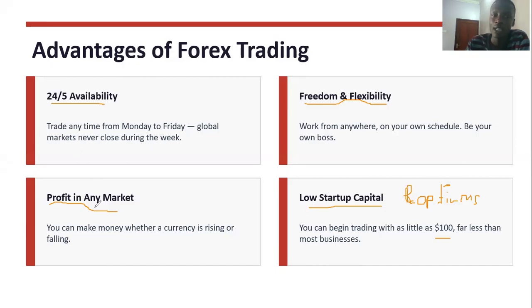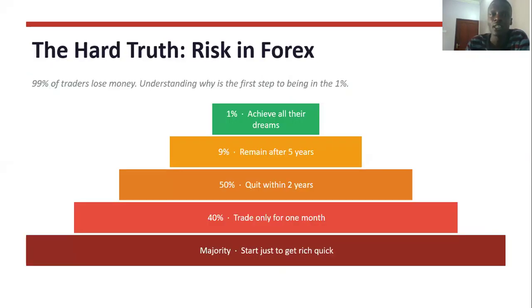There's profit in any market, though there are also losses, because losses are part of trading. And it's also available 24/5. So those are a few advantages of Forex trading, and these advantages also cut across other financial markets like stocks and commodities.